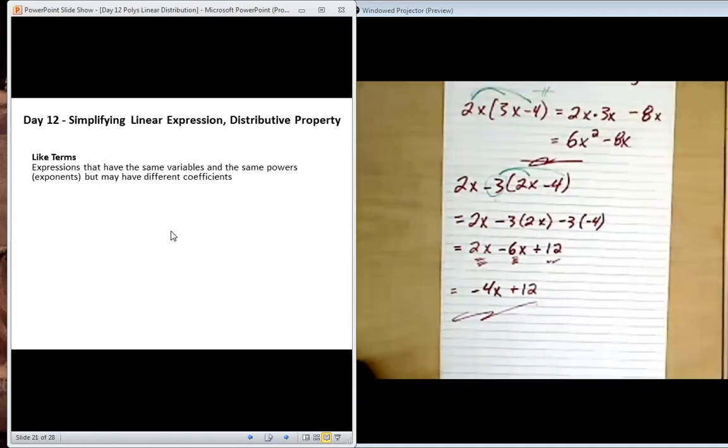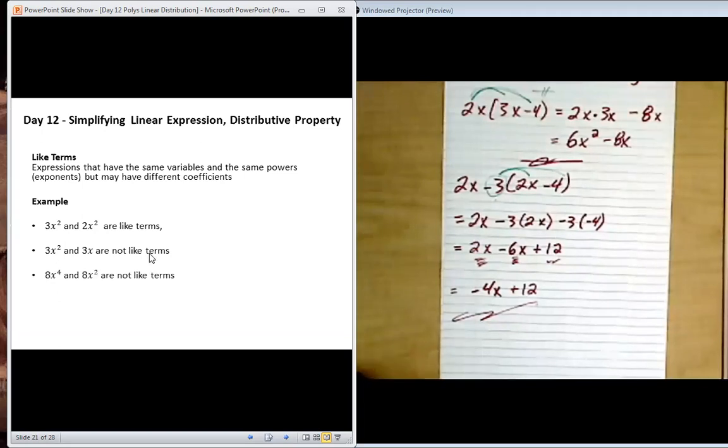Okay, we saw that before. Like terms we saw before, now they're just highlighting the fact that they have exponents now. We're focusing on the exponents to make sure that they're the same. X squared and x squared, like terms. X squared and x, nope, different. X to the 4 and x squared, no, not the same. These ones are.